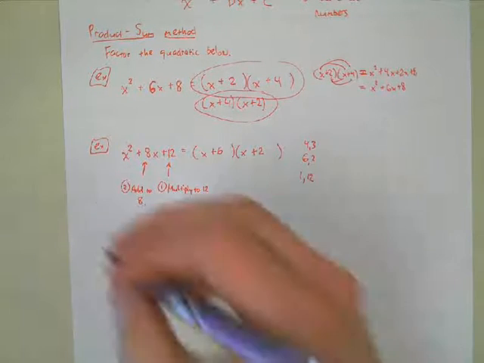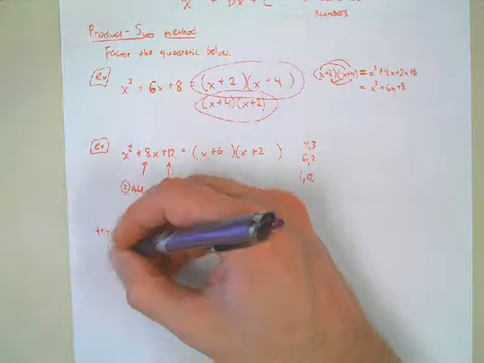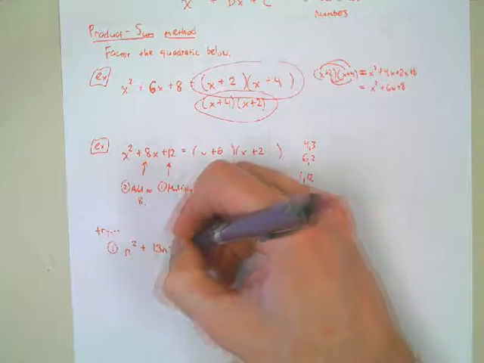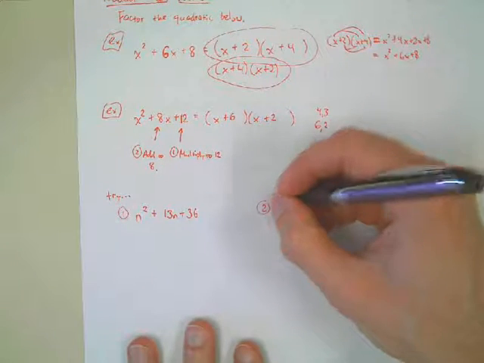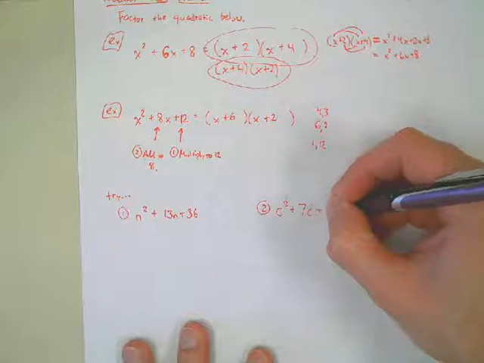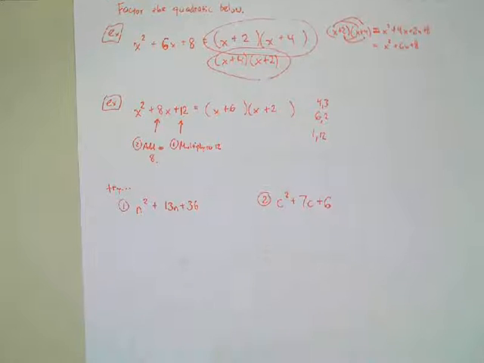Let's have you guys try 2 here. All right, so I'm gonna have you try 2. So try n squared plus 13n plus 36. And then also try c squared plus 7c plus 6. Okay, so try those 2. Try those 2. Factor them. Okay? Give those 2 a try.